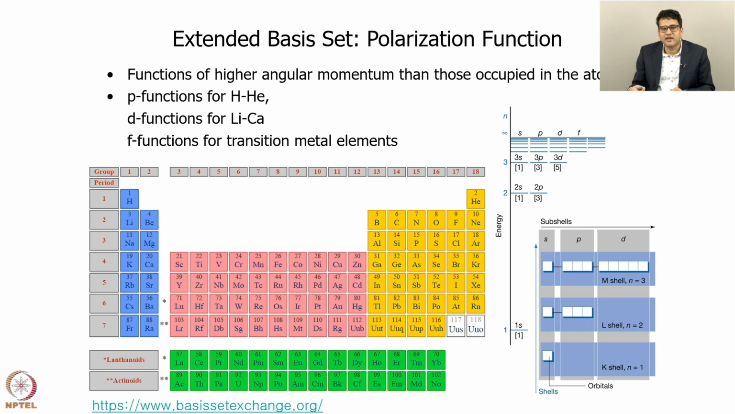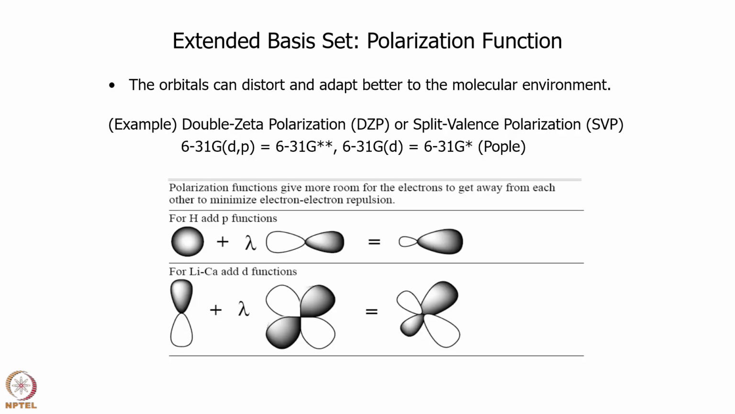So, for hydrogen and helium you will add p type functions, for lithium and calcium you will add d type functions, and for transition metals you will add f type functions, and so on. You put in this polarization function so that the orbital can distort and adapt better to the molecular environment. Examples of basis sets with polarization functions are double zeta polarization, DZP, or split valence polarization, SVP. You also have the Pople type of basis sets, where you can add polarization.